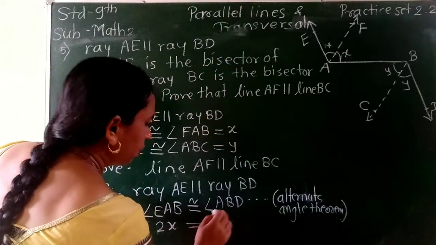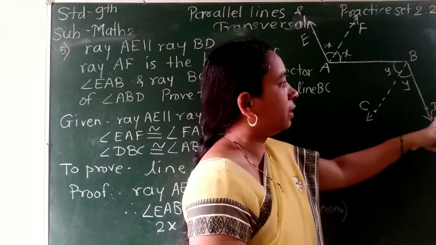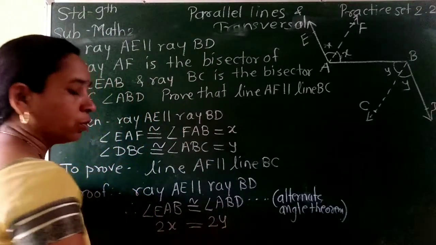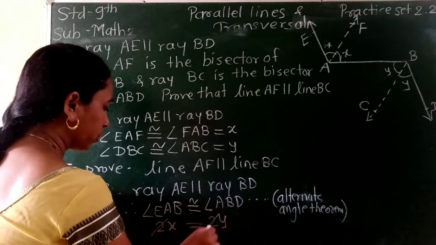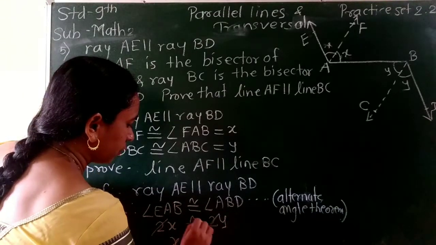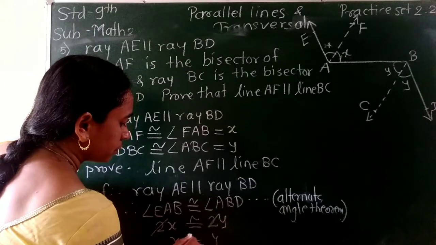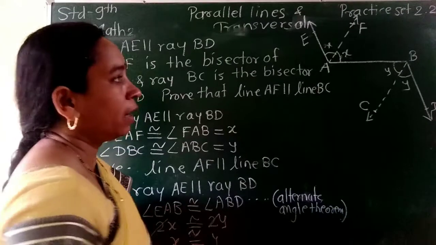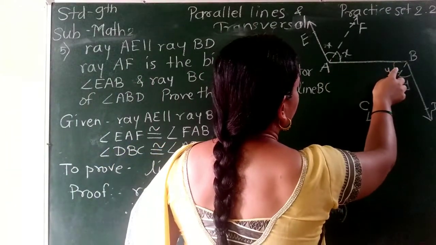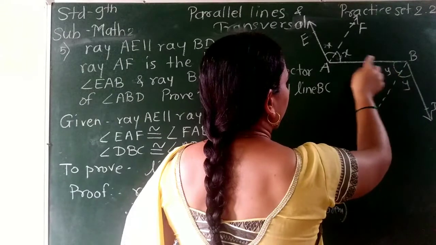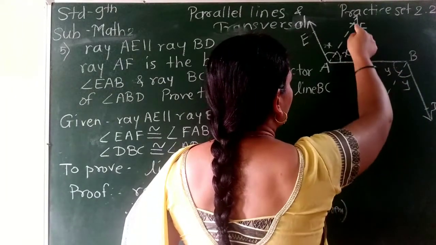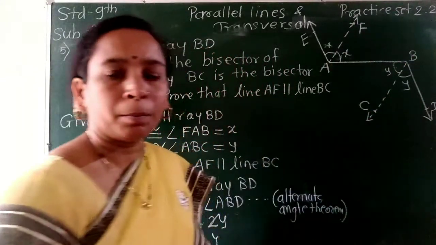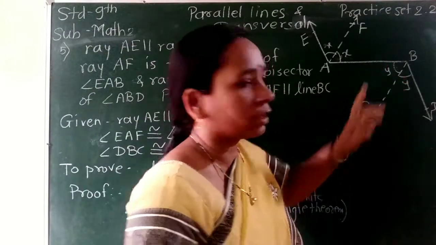From the figure, in the same way, ABD's measurement would be 2y. So 2x equals 2y. On both sides, I will cancel the 2. So here we have that x is congruent with y. But if you observe x and y, these are the alternate angles of rays AF and BC, if ray AF and BC are parallel.